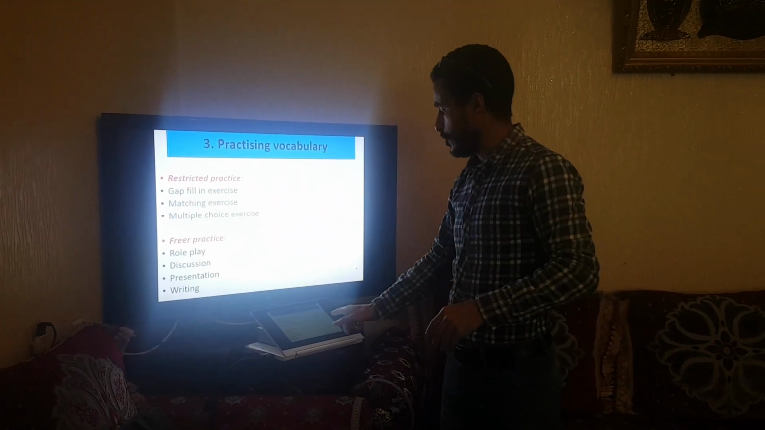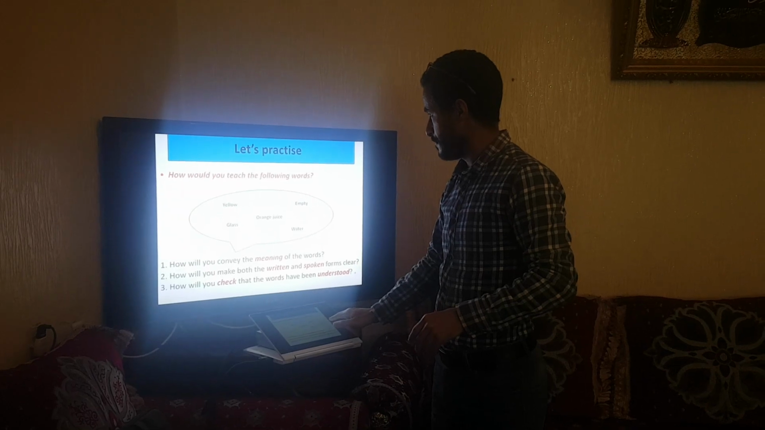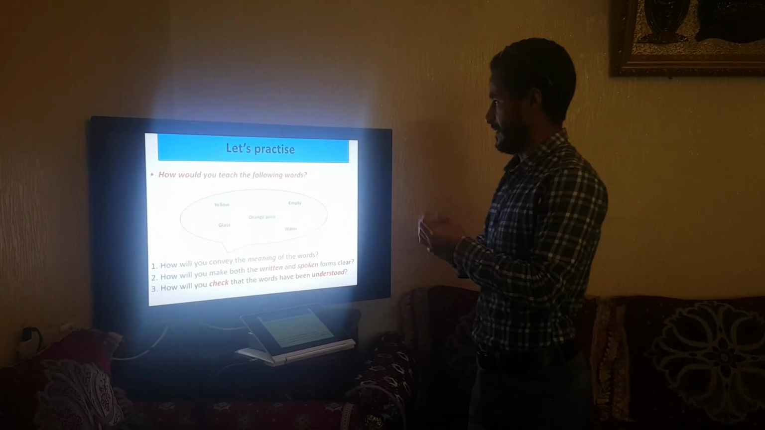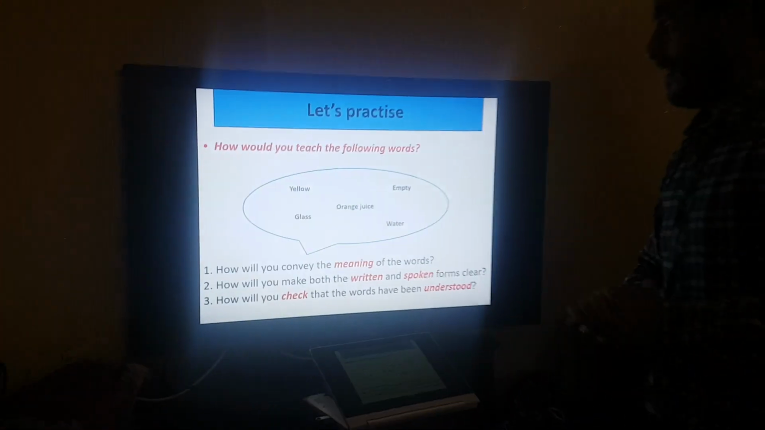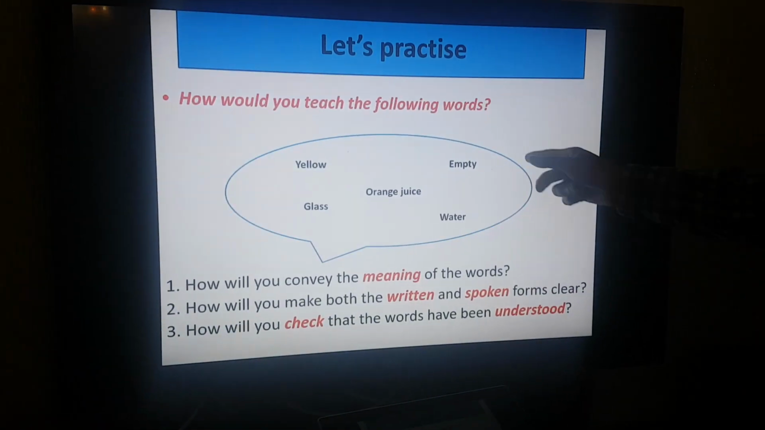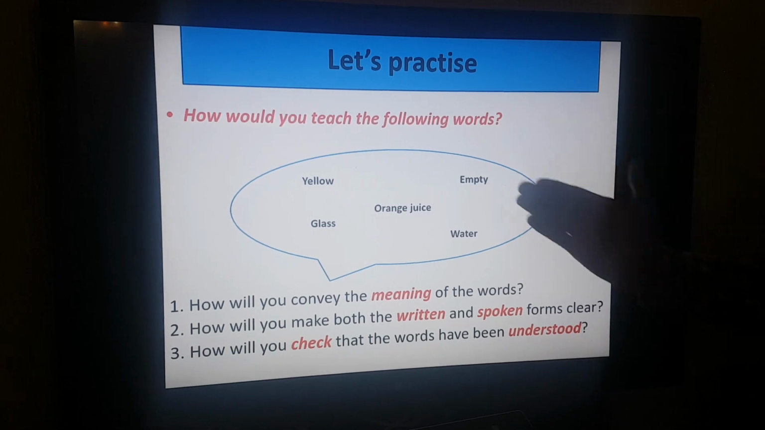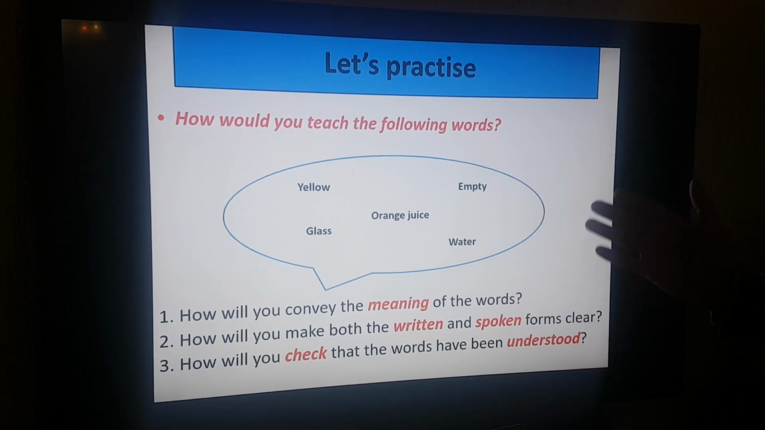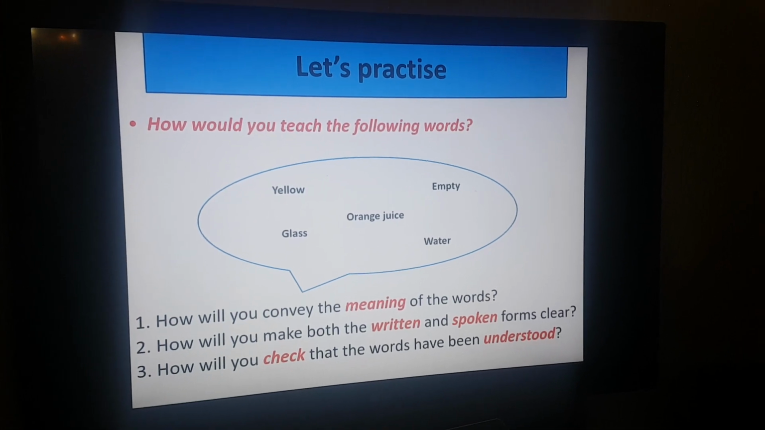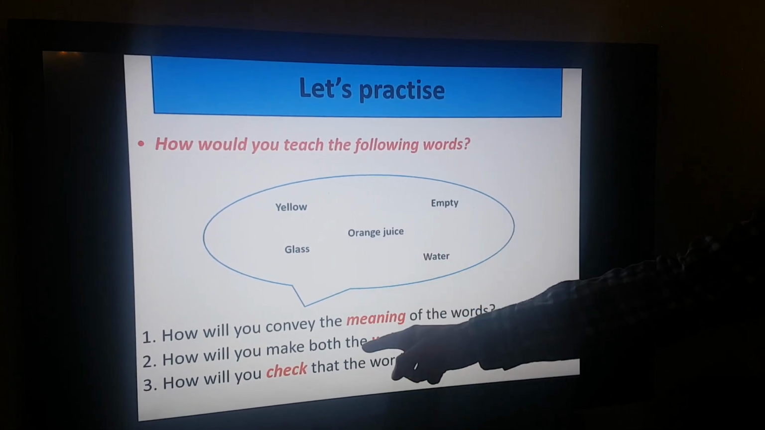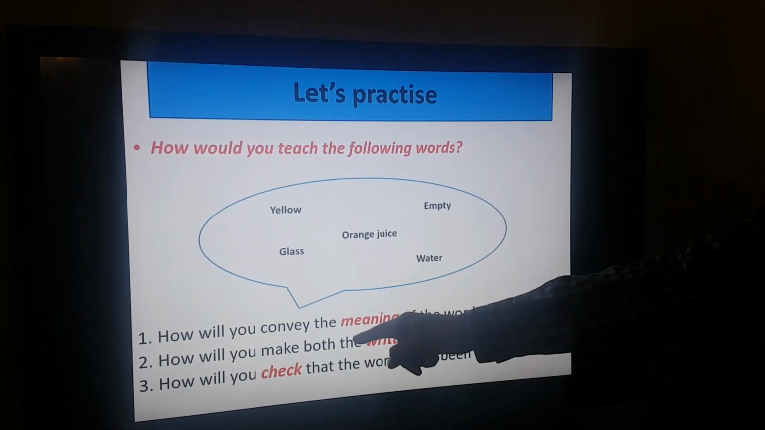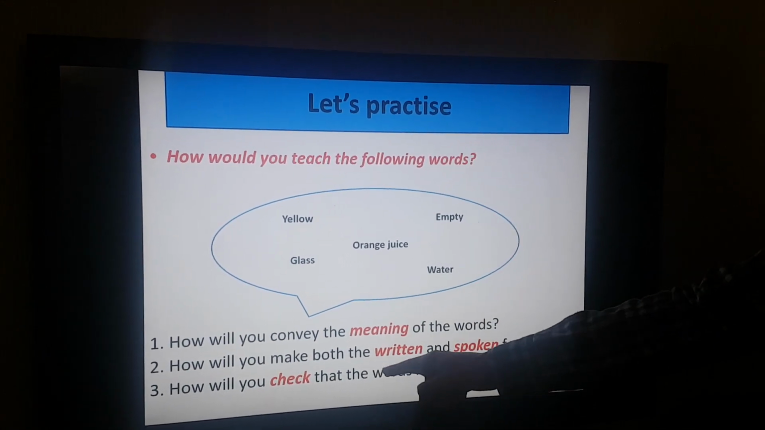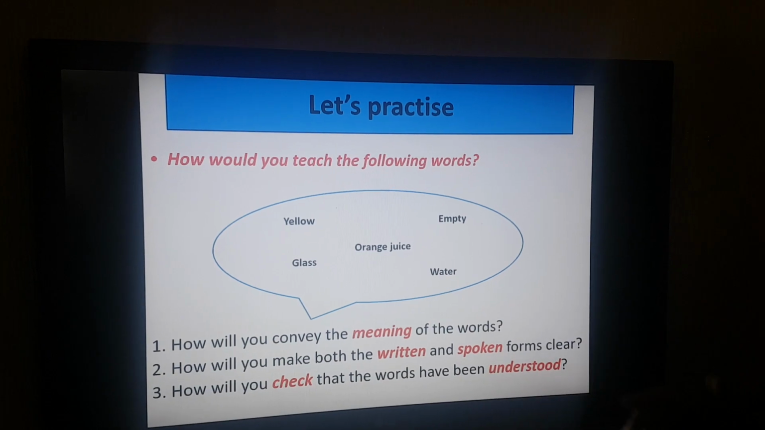Now, as a conclusion, or before the conclusion, I want you to practice. So let's practice. How would you teach the following words? Yellow, glass, orange juice, water, empty. How would you like to teach these? Number one, how will you convey the meaning? How will you make both the written and spoken form clear? And how will you check that the words have been understood?